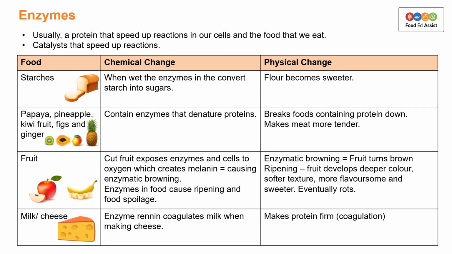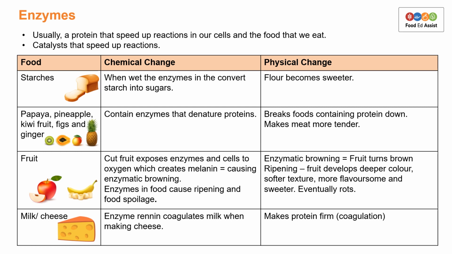Enzymes. Enzymes are proteins, usually, and they speed up reactions in our cells and the food that we eat. They're catalysts that speed up reactions. We know that they cause reactions in our digestive system. They also cause reactions in our food. In starch, when you wet starch or flour, an enzyme will actually begin converting starch into a sugar, and that's a chemical change. The physical change is that the flour becomes sweeter, and that's sometimes why you might taste a pancake dough and it may be just that little bit sweet, and that's because that enzyme has begun to convert the starch into sugar.